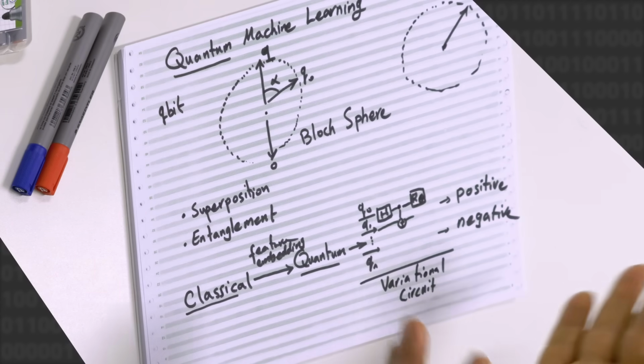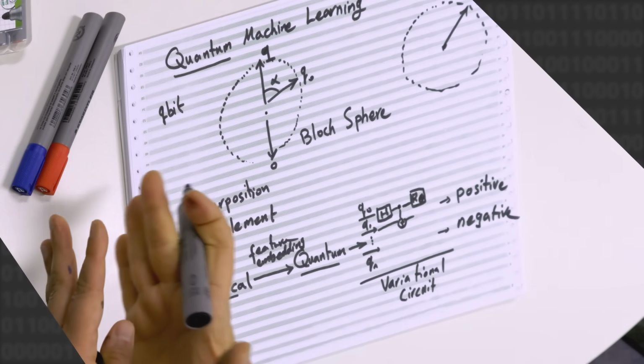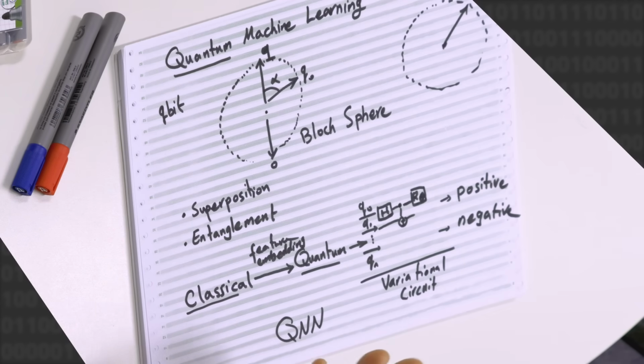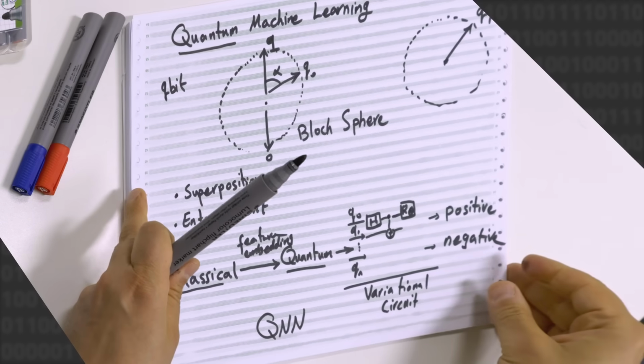You can also combine this with a number of layers of, for example, classical neurons, a layer of variational circuits followed, for example, by a classical neuron. And this will give you something called a quantum neural network. Of course, there are lots of different architectures. I don't have time to go through all of them, but quantum neural networks are just one class of quantum machine learning.